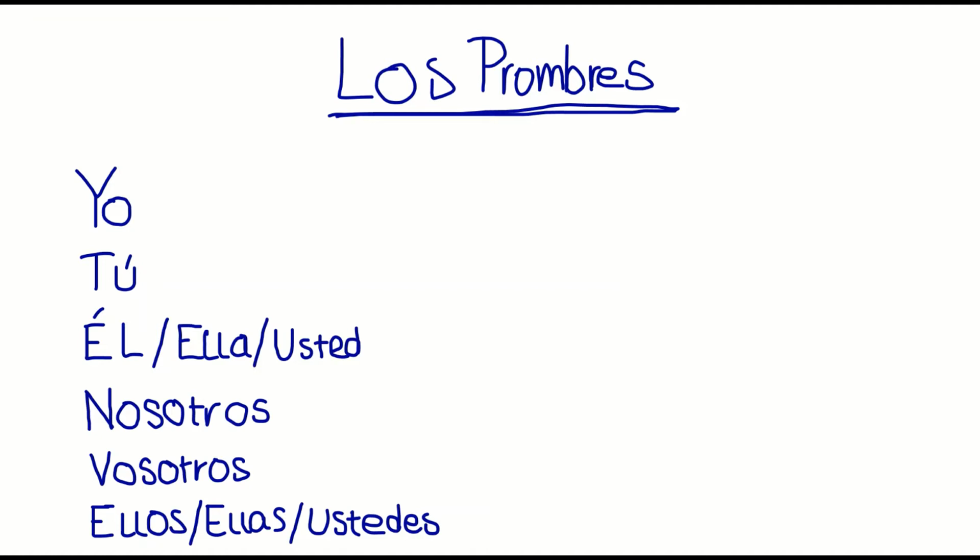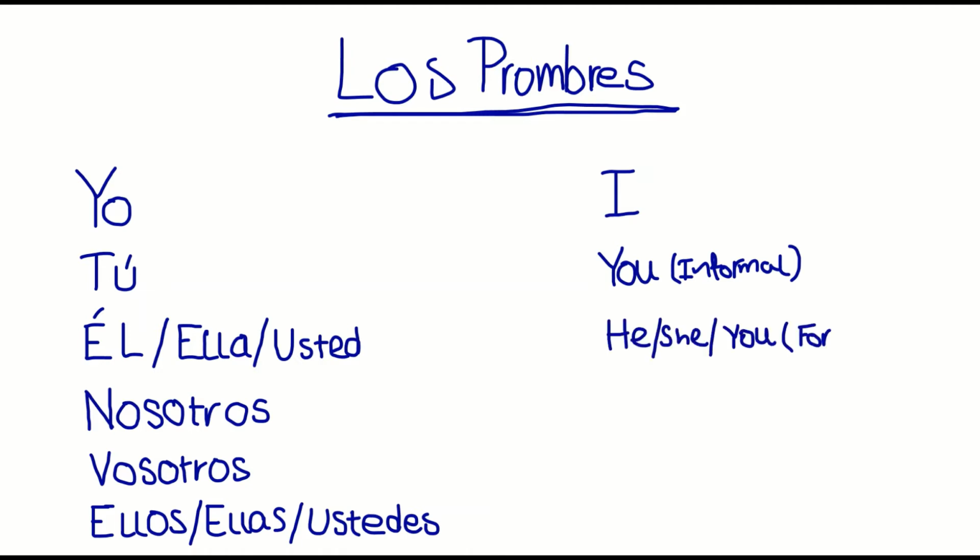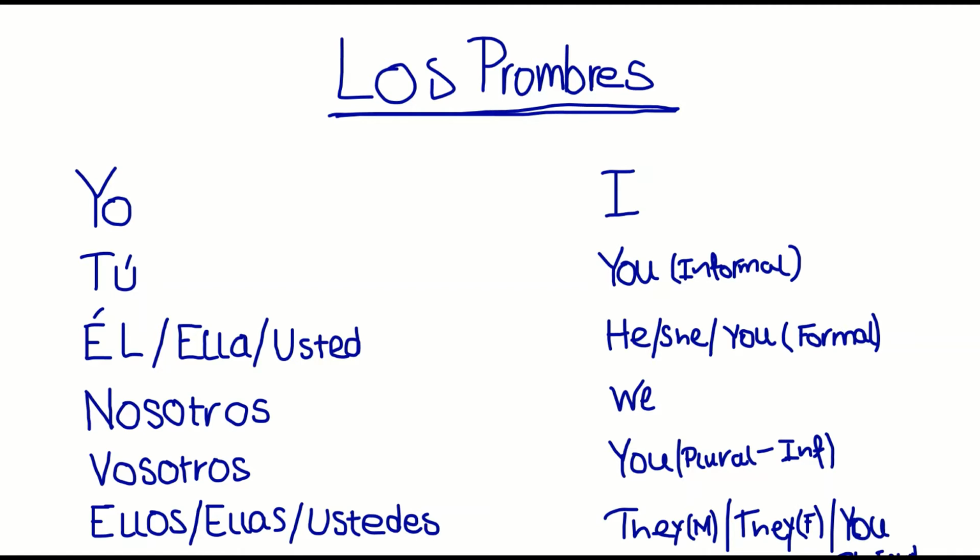So let's repeat once again. It's yo, that means I. Tú is informal you. Él, ella, usted, that means he, she, and you formal. Nosotros means we. Vosotros means you, plural, informal. Ellos means they, masculine. Ellas means they, feminine. And ustedes, you, plural, formal. Okay, is it clear?